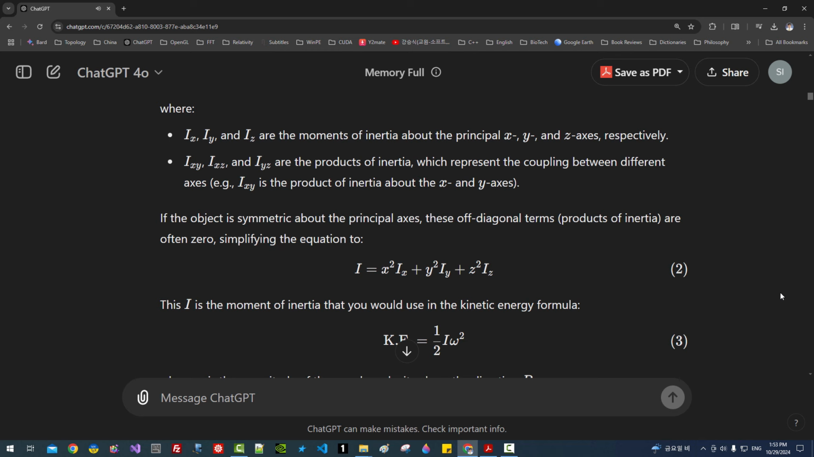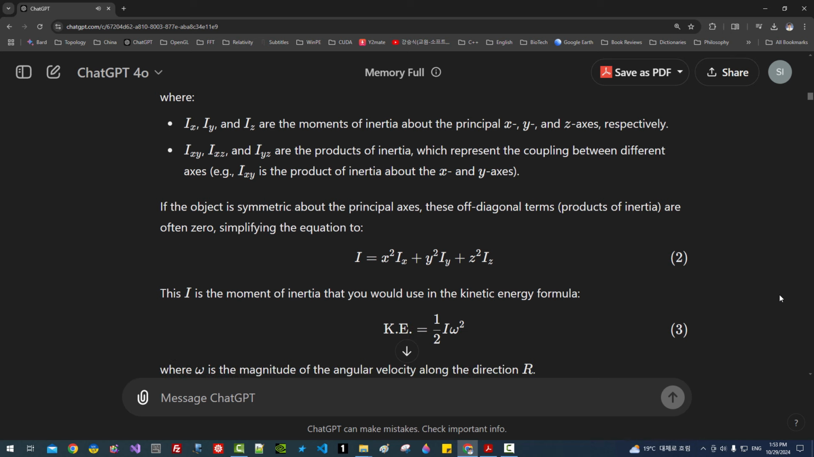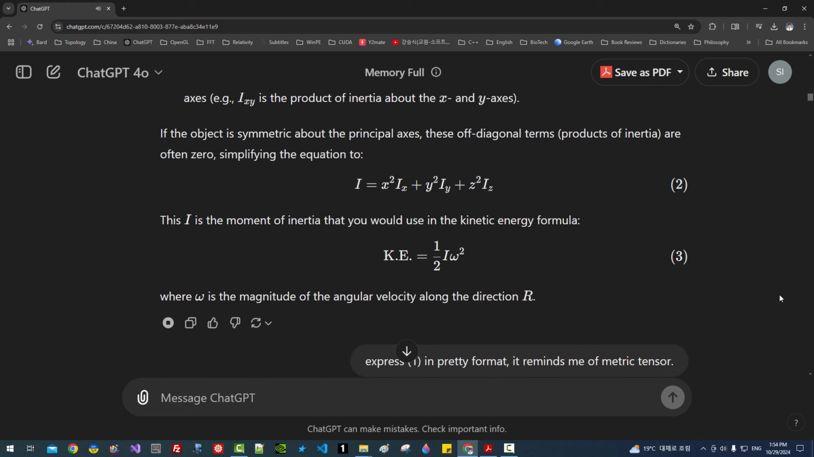Ixy, Ixz, and Iyz are the products of inertia, which represent the coupling between different axes. For example, Ixy is the product of inertia about the x and y axes. If the object is symmetric about the principal axes, these off-diagonal terms, the products of inertia, are often zero, simplifying the equation to I = x²Ix + y²Iy + z²Iz (tag 2). This I is the moment of inertia that you would use in the kinetic energy formula.